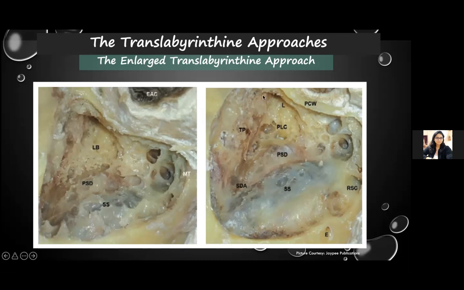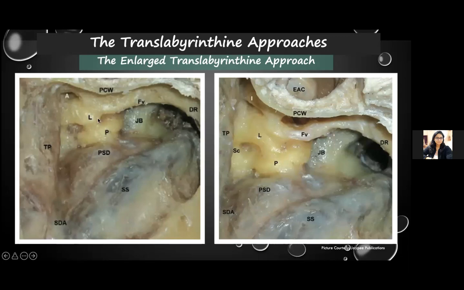As we proceed with the drilling, we can see the sigmoid sinus and the tegmen plate are delineated. The lateral semicircular canal is more prominent and more visible here, and we can see the sinodural angle between these two structures. Now, as we proceed drilling, our next landmark is the posterior semicircular canal. Here we can see the lateral semicircular canal and the posterior semicircular canal, which is a little more medial to it, and in the next stage we will be seeing the superior semicircular canal.